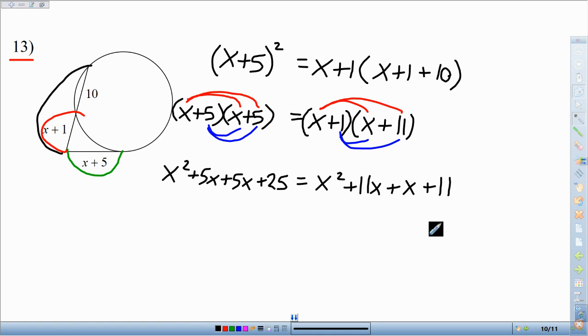A couple things I'm going to do on the next step. First thing, I have these x squareds on both sides. We saw this, I think, recently. When we take them to the same side, subtracting the x squared, the nice thing is we are eliminating the quadratic, so we don't have to deal with that. That's good news. We can also combine our x's on both sides. So a 5x and a 5x is a 10x. Bring down the 25. Over on the right, 11x and a 1x is a 12x. Bring down the 11.